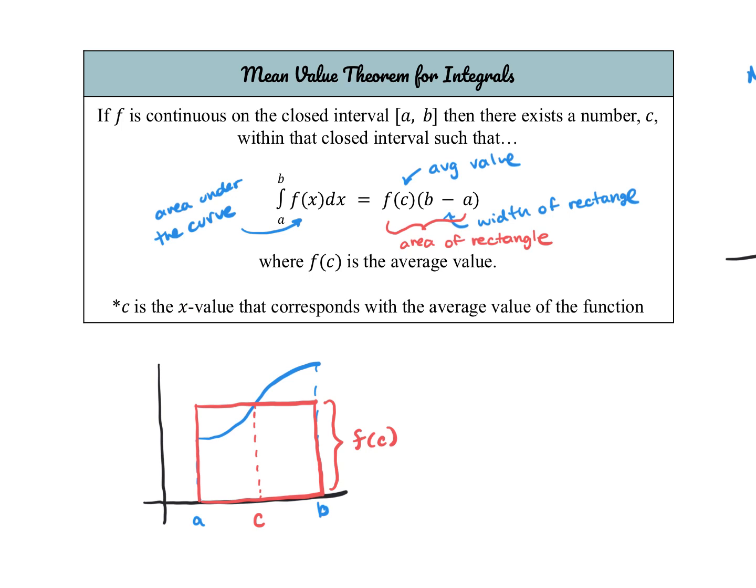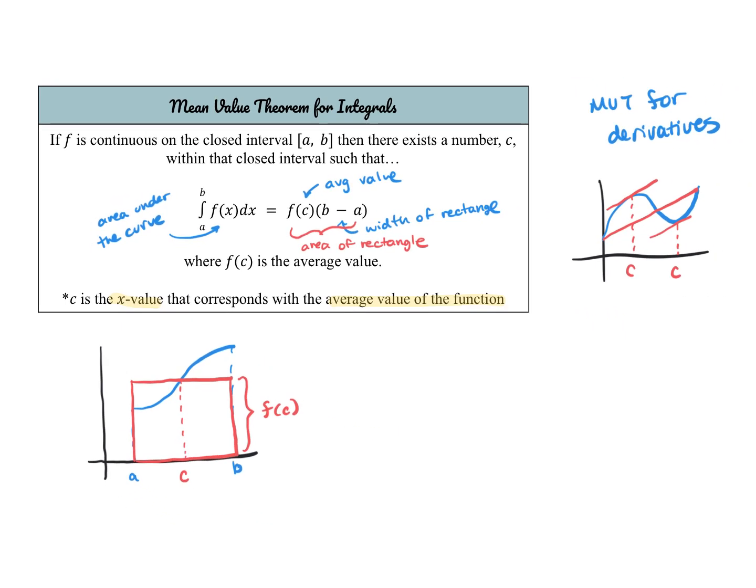So this time we're not finding the y value. We want to find the x value that corresponds with that average value. That creates that scenario where the area under the curve is equal to the area of that rectangle that's created. So again, that's the mean value theorem. It guarantees that there exists some c value where this scenario would happen. Again, that the area under the curve is equal to the area of some rectangle whose height we call f of c. So again, with MVT for integrals, we are finding this c value.